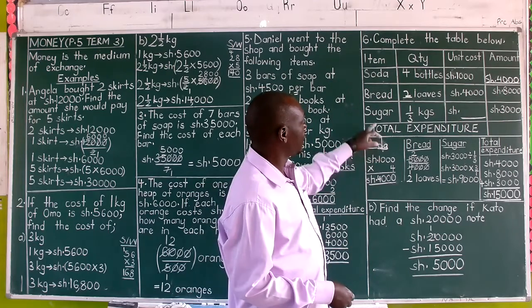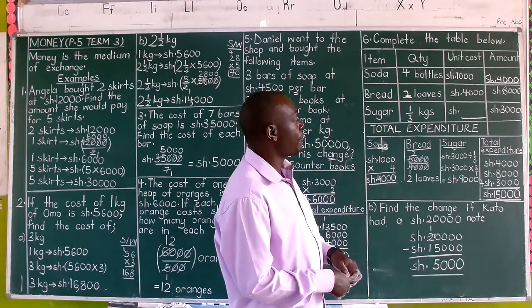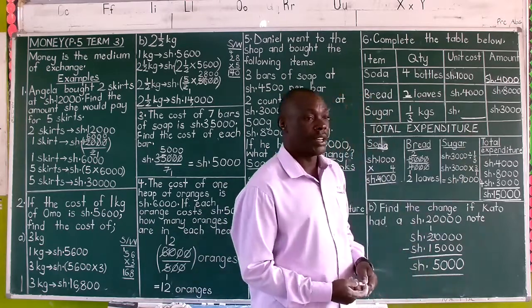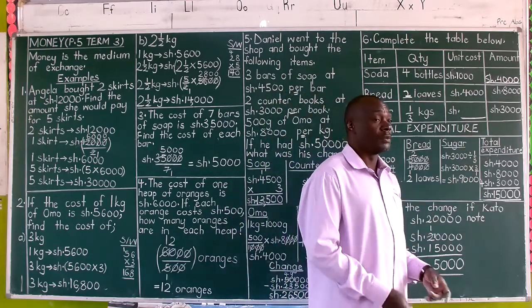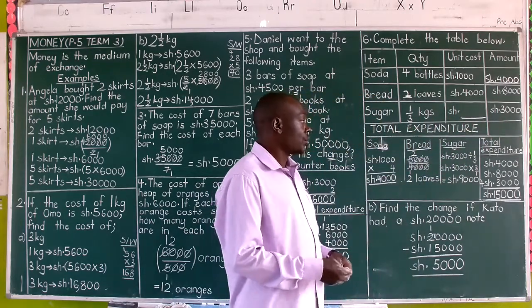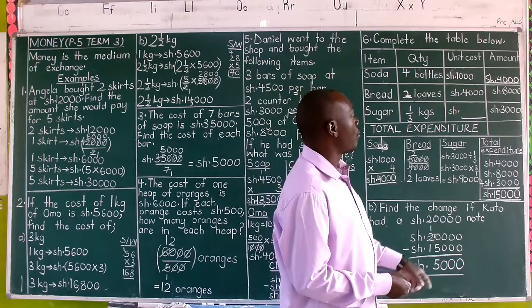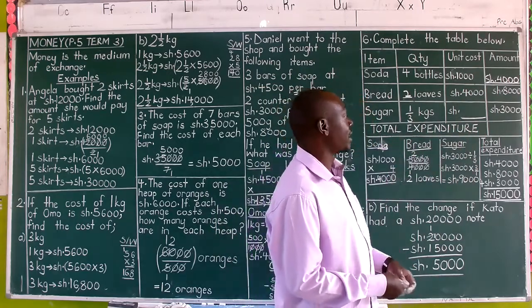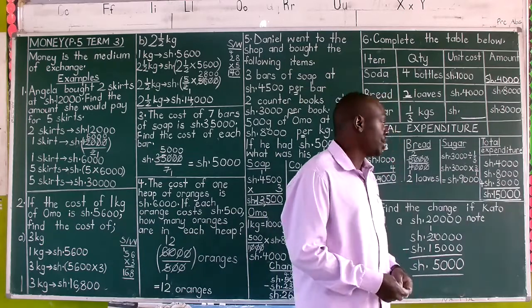Then finally, we answer the gap for sugar. Where is the gap? At the unit cost. I said unit cost is got by division as well, of the amount divided by the quantity. So sugar, the cost of 1 kilogram of sugar, if you bought 30 kilograms at 3,000 shillings.